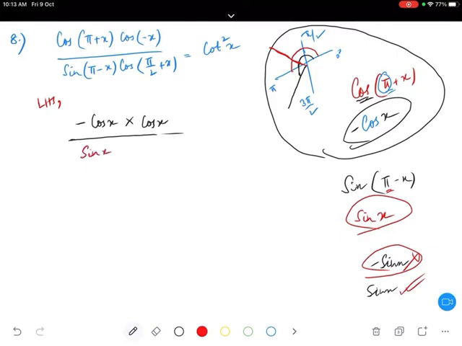Acha, chalo, tell me, what is cos(pi by 2 plus x)? Cos(pi by 2 plus x), how much is that? What is that? Cos(pi by 2 plus x).